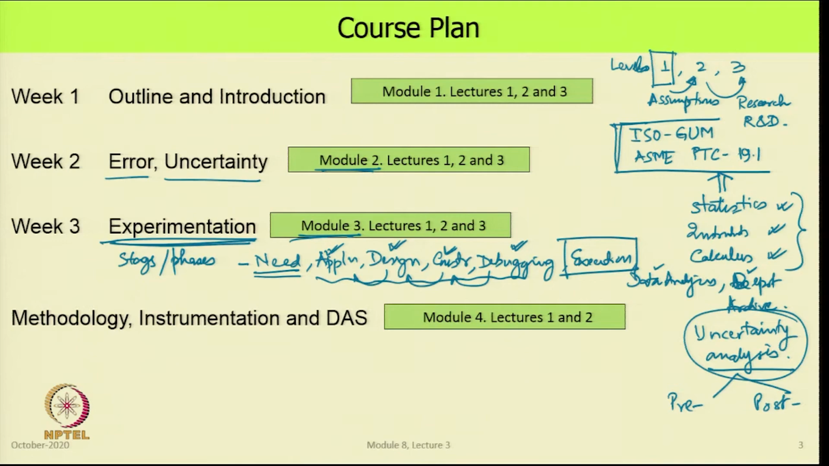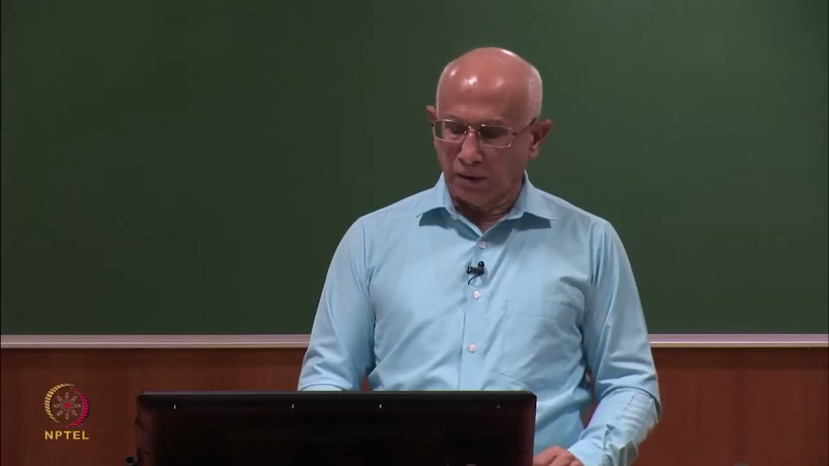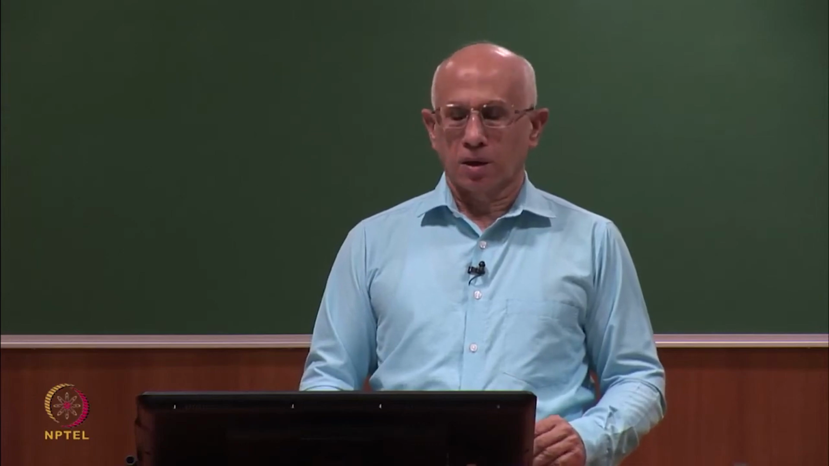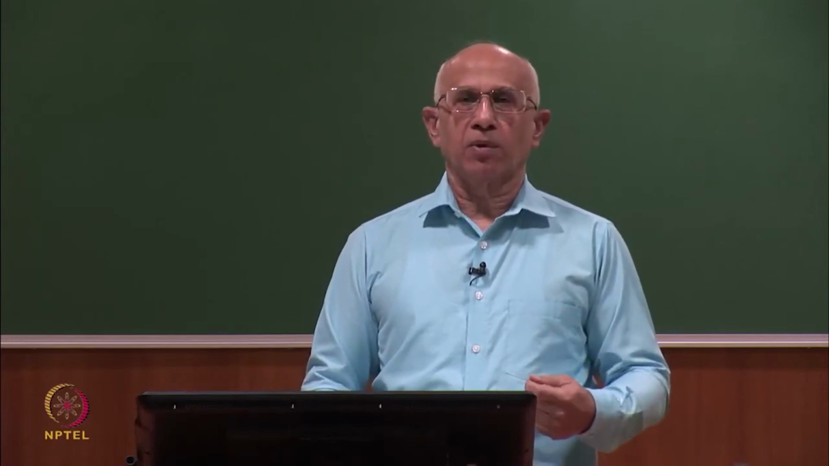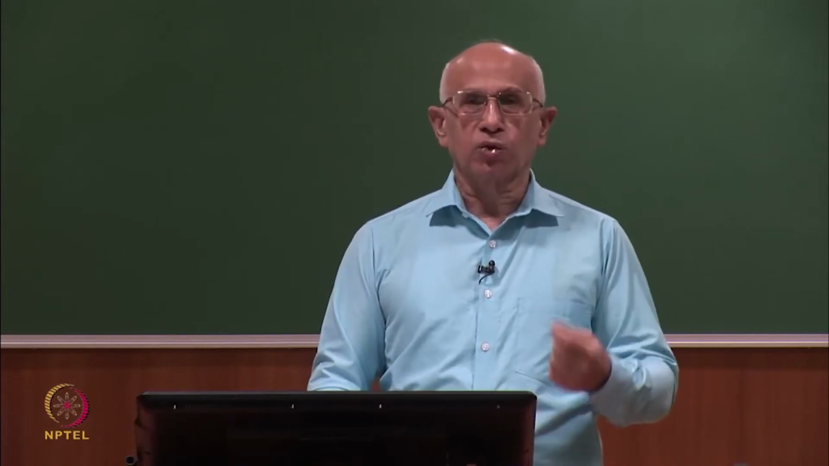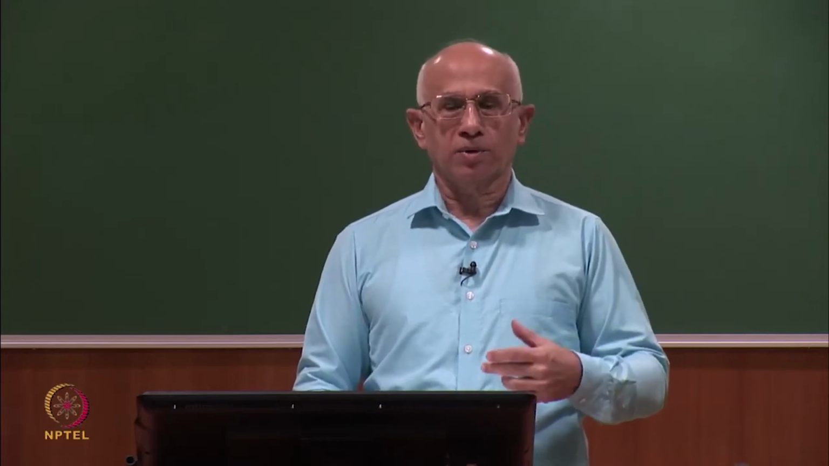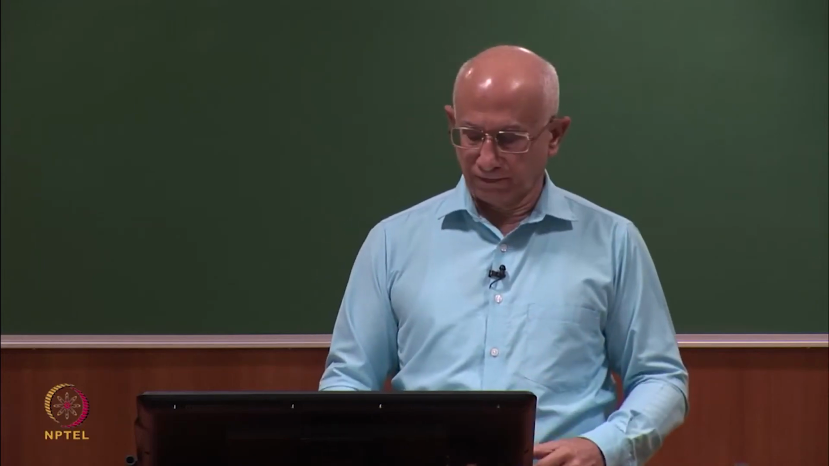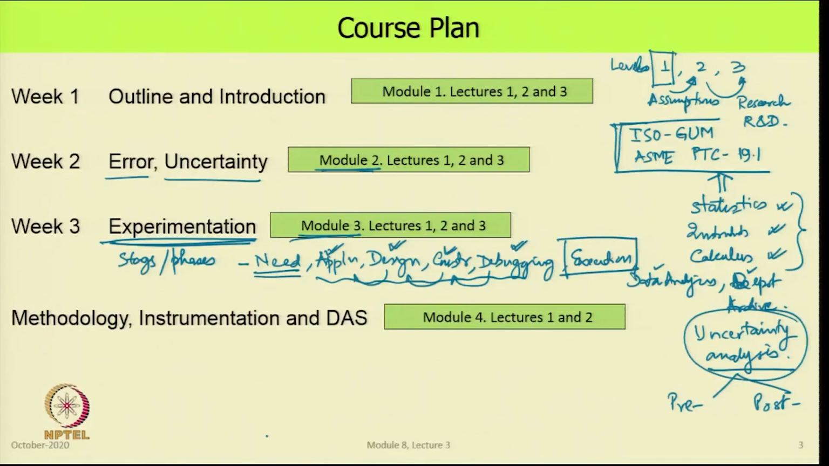Then we went into something else, and there was a need for it, because in an experiment all the data that we get, which is a measurement, comes from an instrument or a sensor or some electronics associated with it. So, we said, what is the broad methodology by which we do uncertainty analysis? Where do instruments and the data acquisition system come into that? So, we went into some aspects of the instruments.